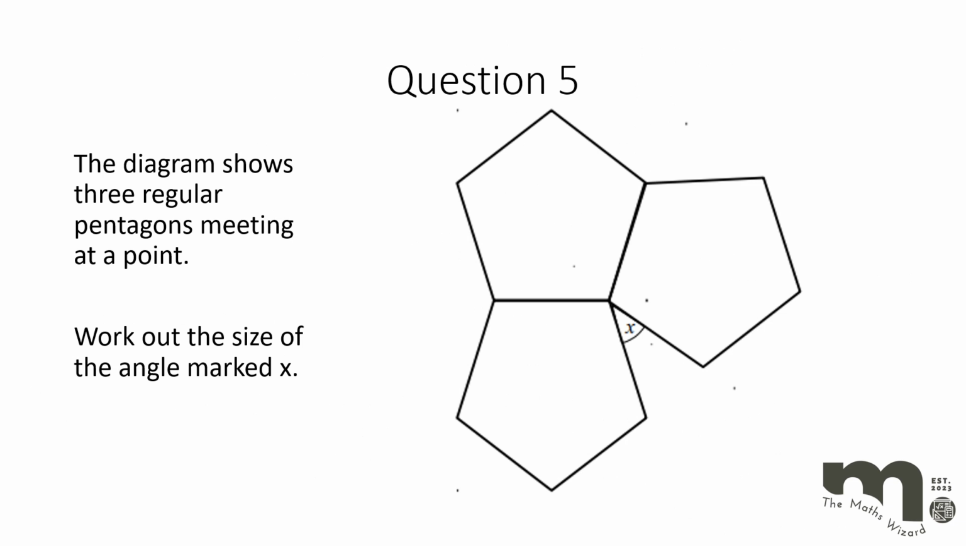Okay, final question then. So we've got this diagram showing 3 regular pentagons. The fact that they're regular is important, and they're meeting at a point. So I want you to work out the size of the angle marked X.